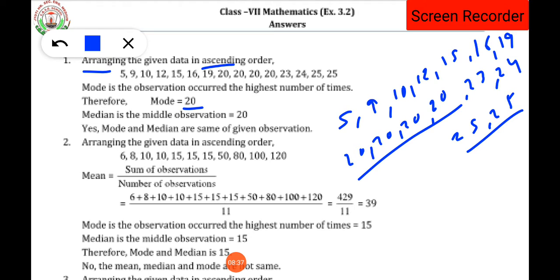Now for the median, as I told you, we have to arrange the data in ascending order, which we already did. Now what we have to do? We have to find the middle term. Which is the middle term? 1, 2, 3, 4, 5, 6, 7, 8, 9, 10, 11, 12, 13, 14, 15. 15 are there. That means 7 and 7.